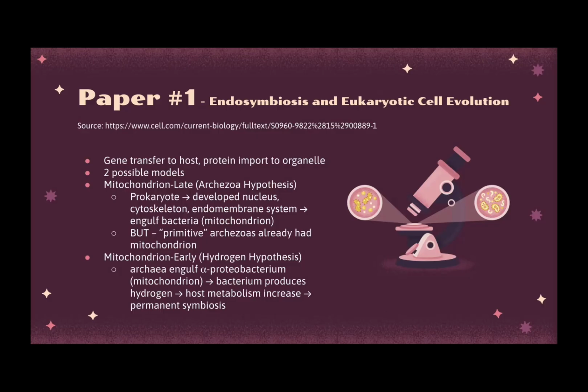Like the name suggests, the late model says that there was a prokaryotic cell that developed a nucleus and cytoskeleton and all those features of an early eukaryotic cell first, and then later engulfed the bacteria. But this theory is these days not as supported according to the paper, because there are primitive, earlier ancestors of these eukaryotic cells that already show evidence that they had mitochondria. So probably this is not very supported these days.